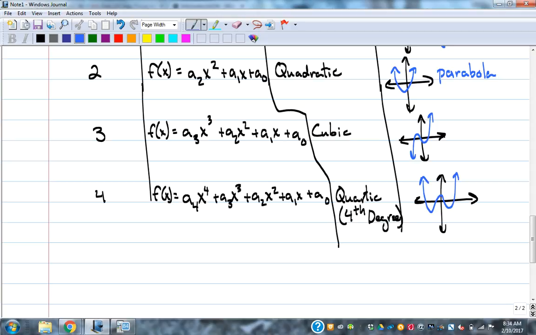But notice what's happening. Fourth degree, the end behavior, look at the ends, they're both going the same direction. Squared, quadratic, no matter if it opens up or down, they're both going in the same direction. Odd degree here with the 3: one end's down, one end's up.